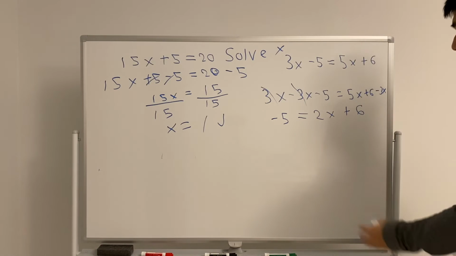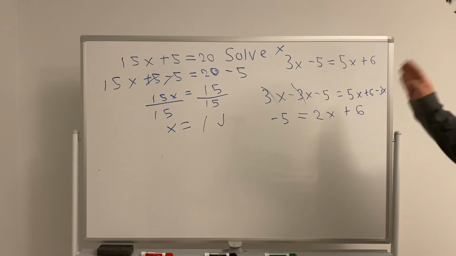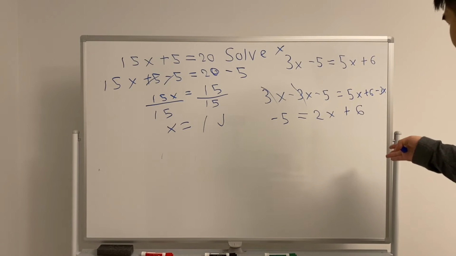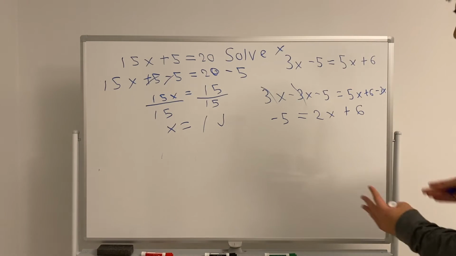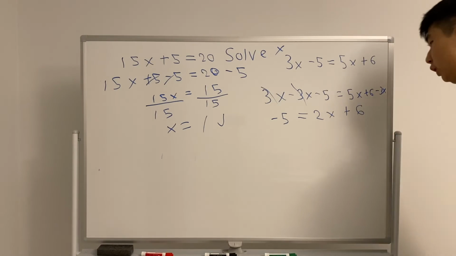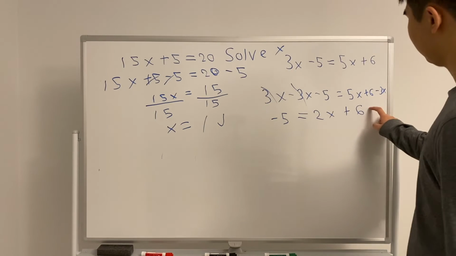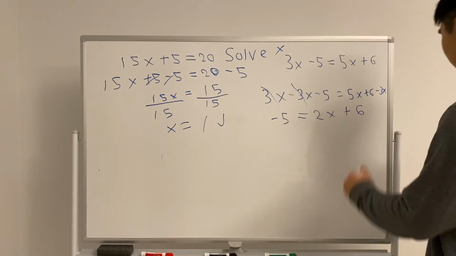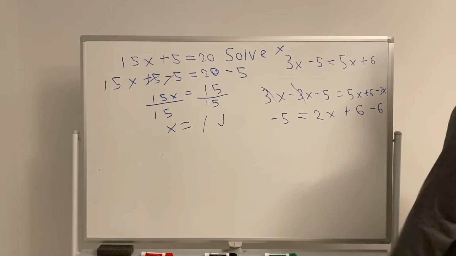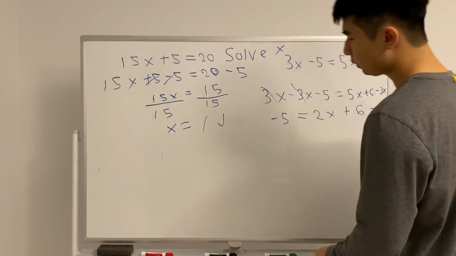All right? So now we've got x on one side of the equation, but now I want to get all of the numbers without an x onto the other side of the equation. So I want to get rid of this 6. How do I do that? Well, I subtract 6, because 6 minus 6 is 0.